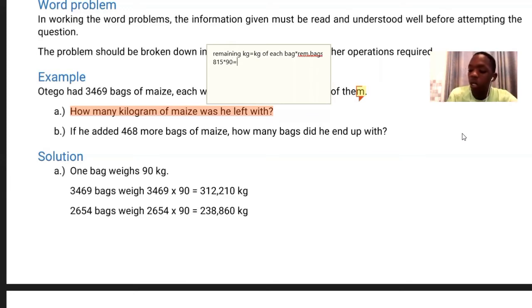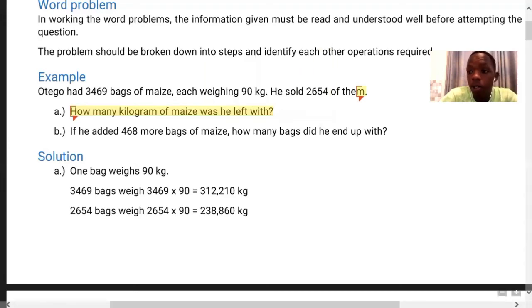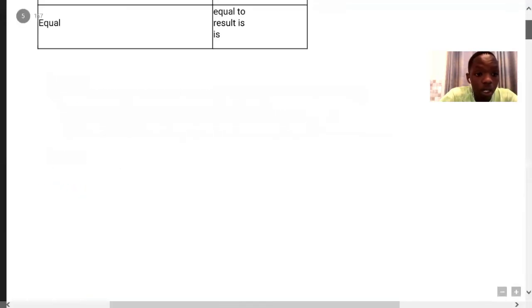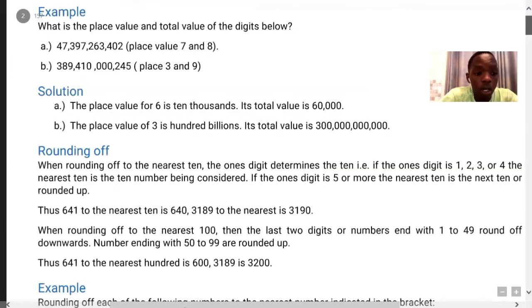You can do this. I'm giving you time to do it. So that gives us 73,350 kg. So that's one way to go about it. That's the way I'd go about it. But there's also another way, as we can see highlighted right here.